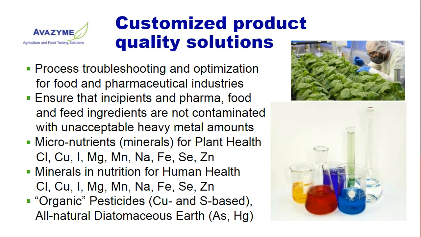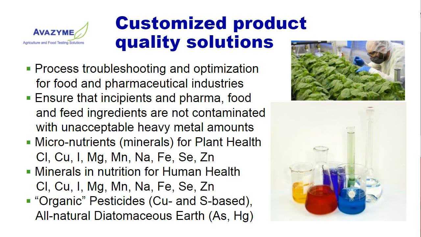And there are a lot of these copper-based products and sulfur-based products listed as acceptable pesticides for organic production. But we also find them to some extent in all-natural diatomaceous earth, which is oftentimes used as a filtering agent in fruit juice production to clarify your apple juice or other fruit-derived juices, as well as in wine production, in beer production.